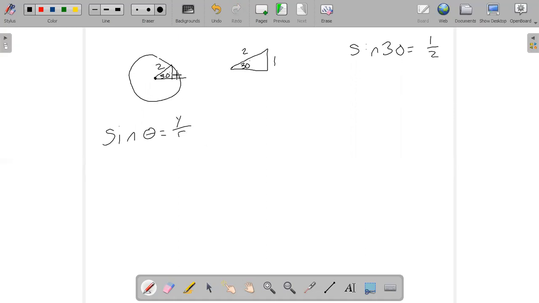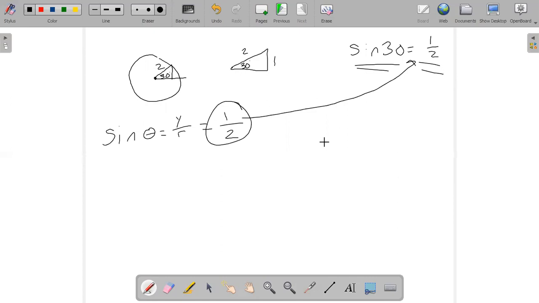In this case, I know that my y value is 1 and my radius is 2, which shows that the sine value of this, even if I didn't know that angle, is 1/2. I've basically just proved that the sine of 30 is equal to 1/2, regardless of the size of the circle. You just take your y value and r value, plug them in, and it should equal the exact same thing that you find on your unit circle, no matter what the circle looks like.